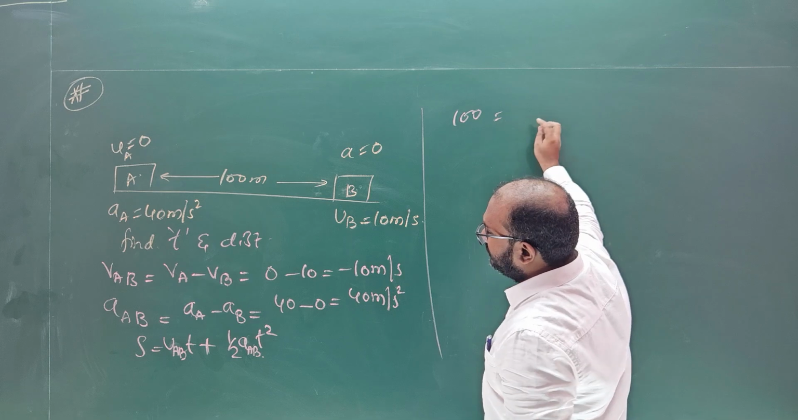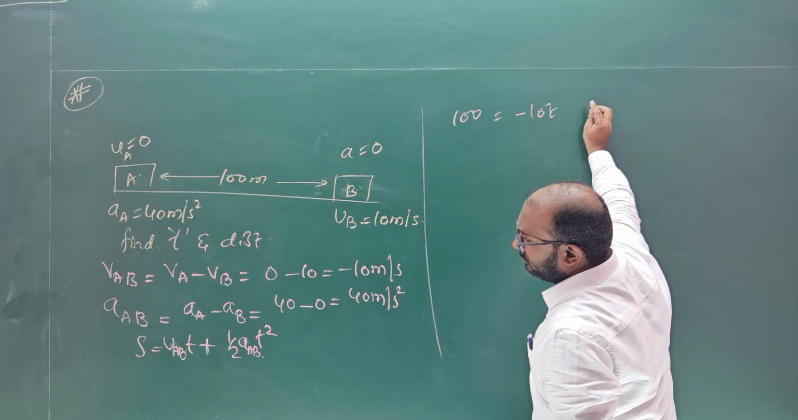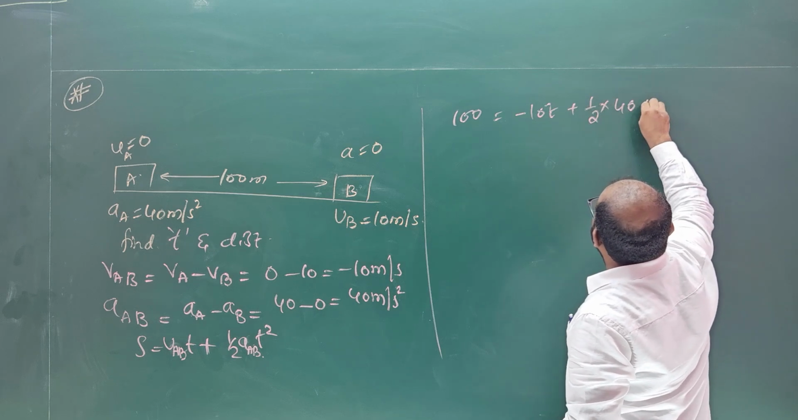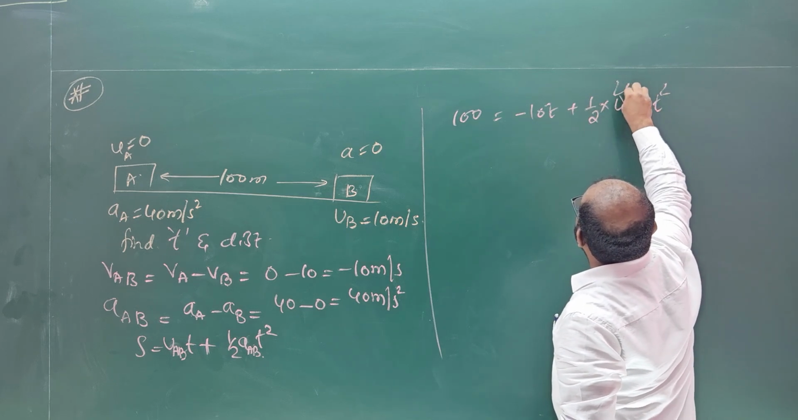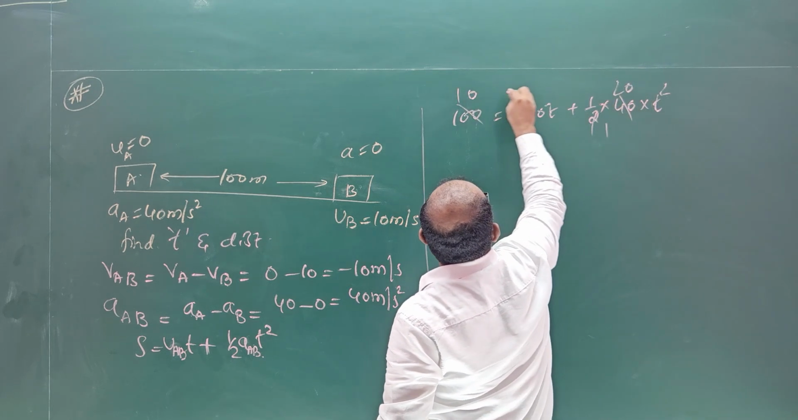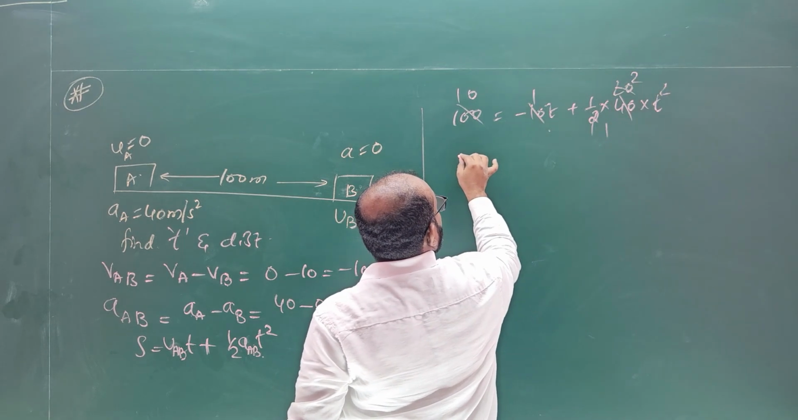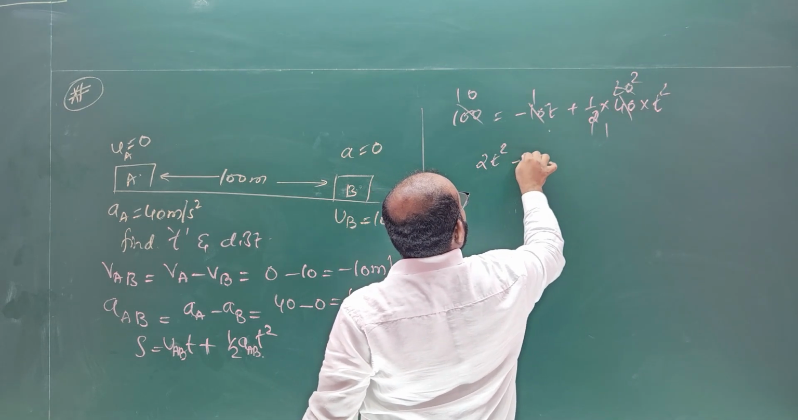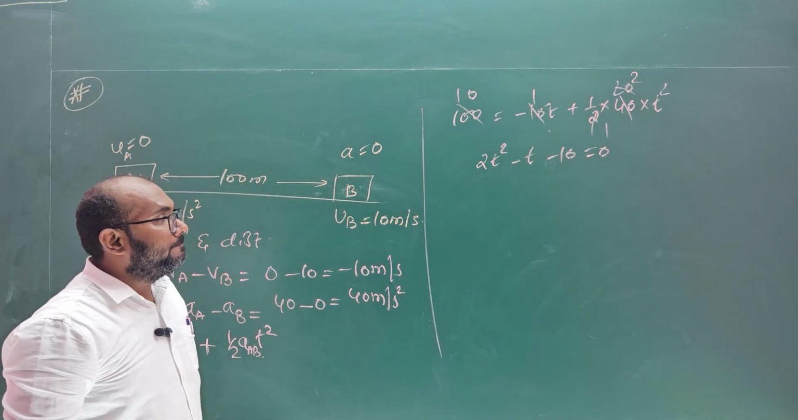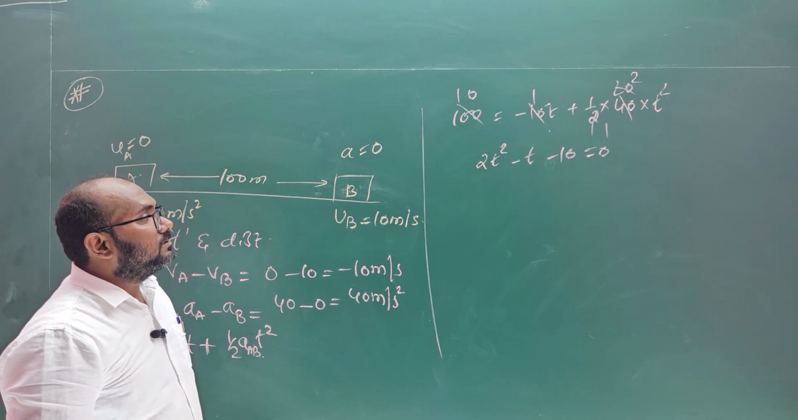So 100 is equal to u_AB, which is minus 10, into t, we don't know, plus half into acceleration, how much? 40 into t square. Can I say this becomes 20? 10 twos are 20, so this is 2t square minus t minus 10, which is equal to 0. Can I write like this? Okay. Or substituting in what? Quadratic equation to get what?